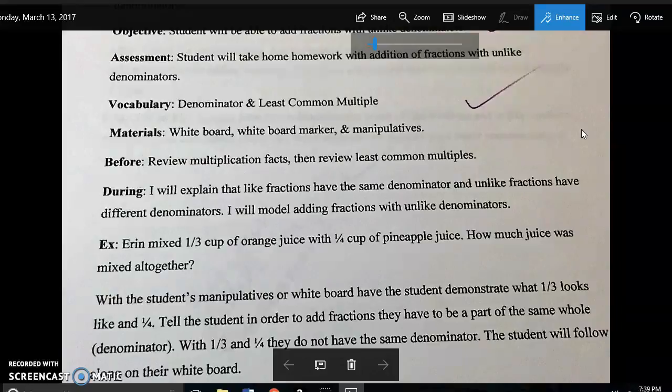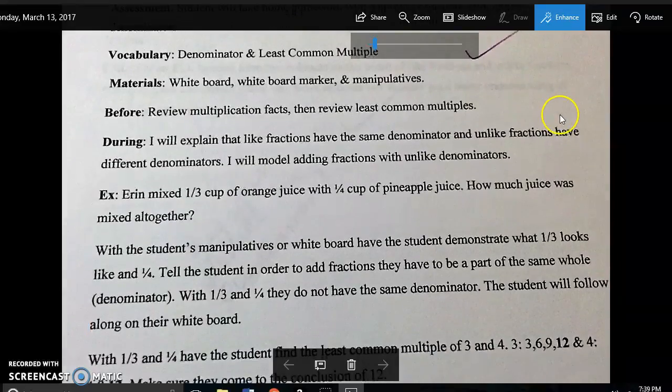I explained beforehand that when adding fractions, if they have the same denominator, then they are like fractions. If they have different denominators, then they are unlike fractions. And you have to have like fractions before you're able to add them.